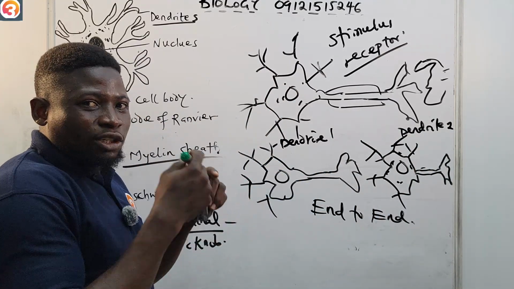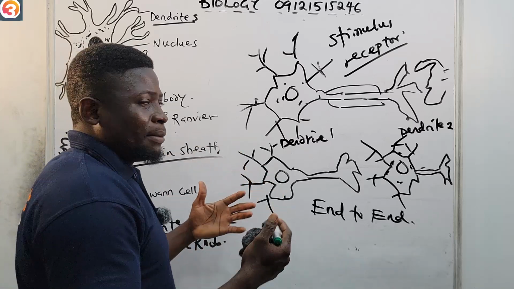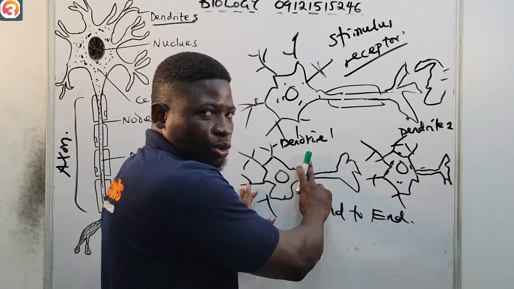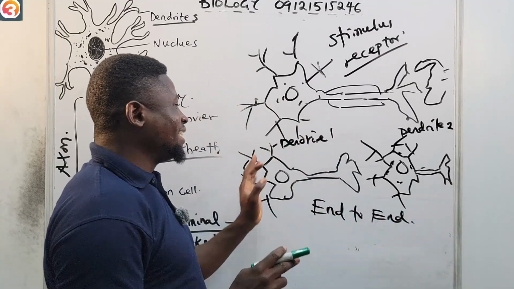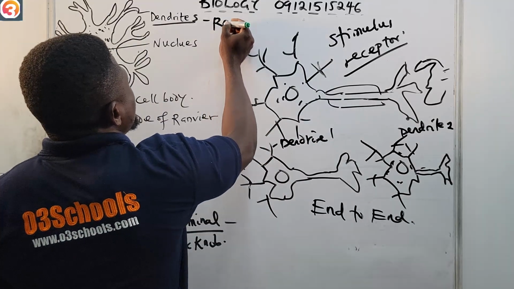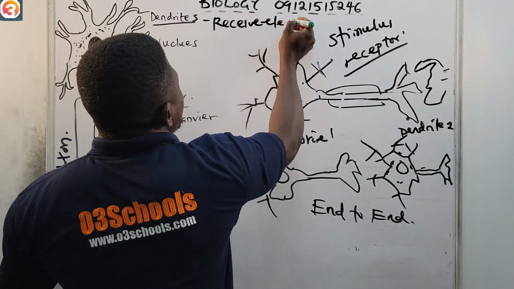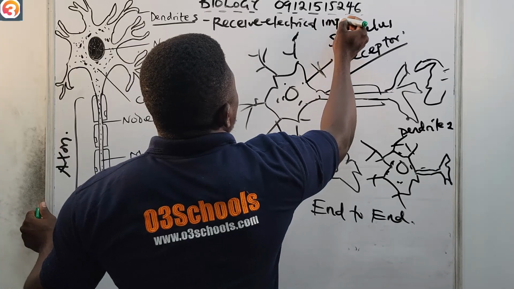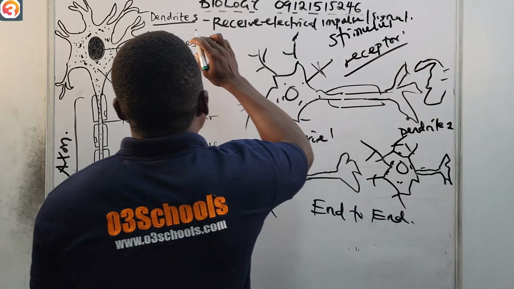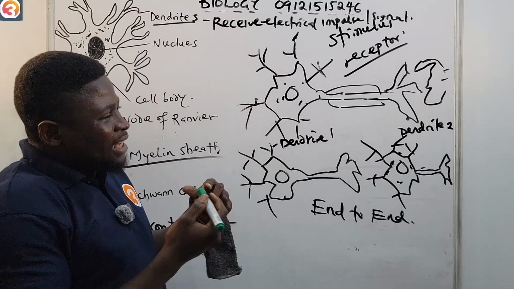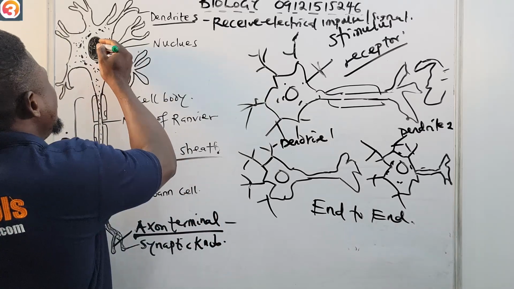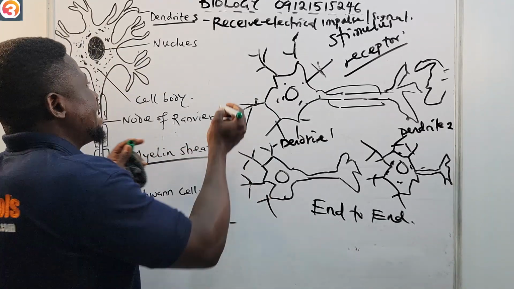So whenever a stimulus comes, our receptor will perceive it and pass the electric signal to the dendrite of the first neuron. This means that the role of the dendrite is to receive the electrical impulse or signal. So it receives the electrical impulse or the signal, and then it passes it to the cell body, or the cyton.